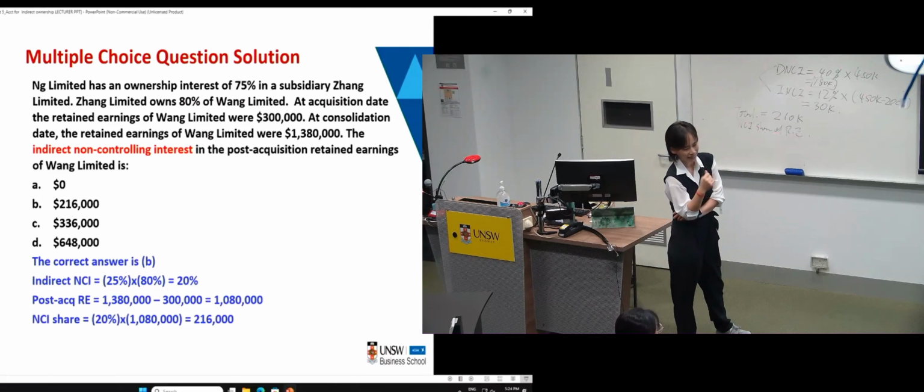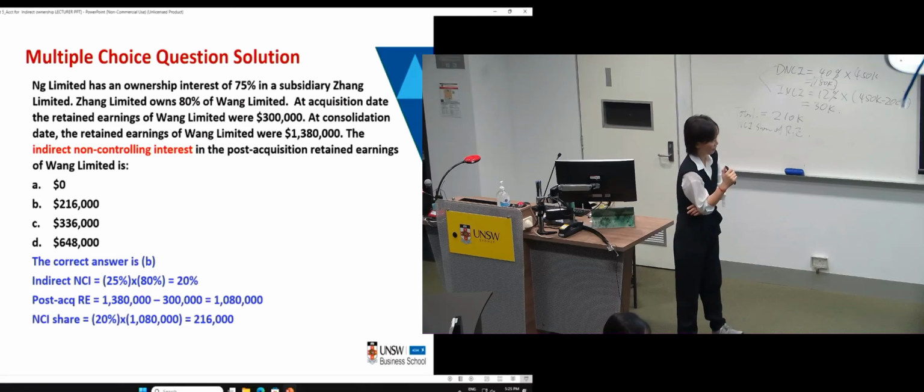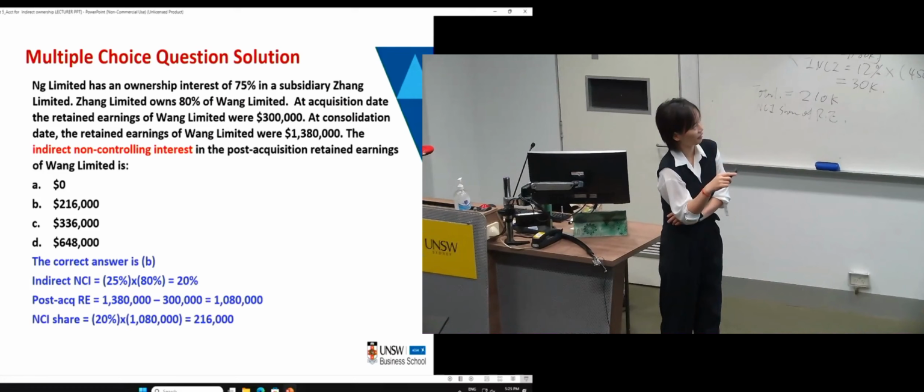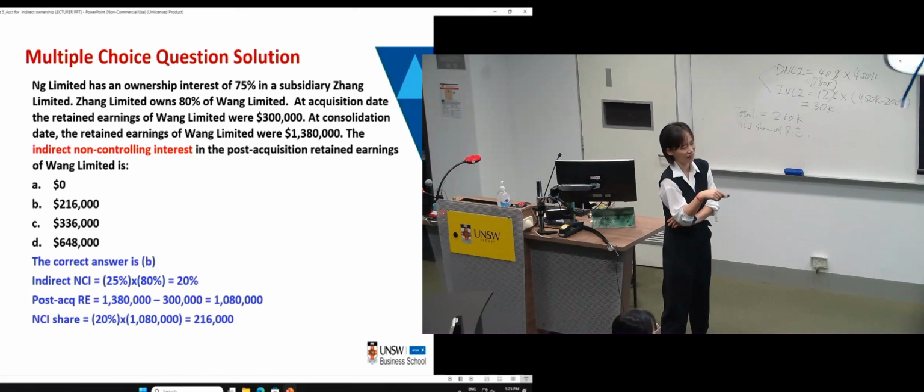So you need to be able to deal with different scenarios, right? Under different circumstances. So the key is, first of all, to understand the requirement. It's still 20% because 1 minus 80% is 20%. Right? 20% times this gives the same number.